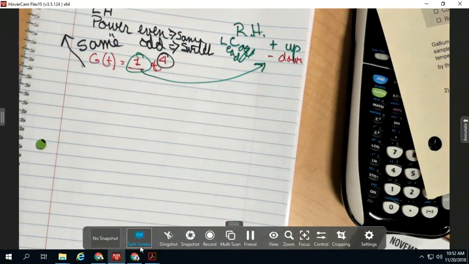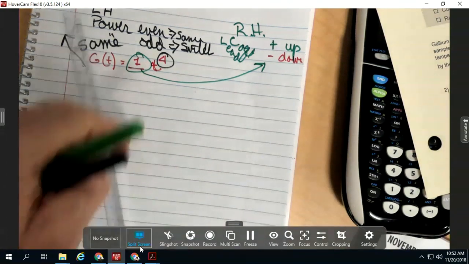I think that's all we're going to get to. We'll start tomorrow on page 202.